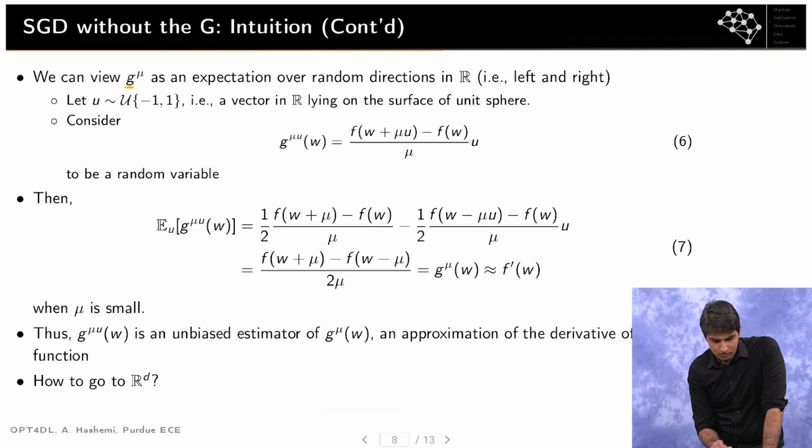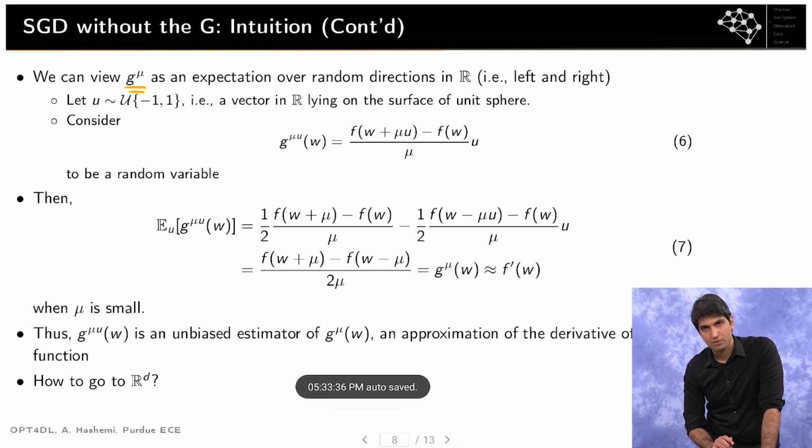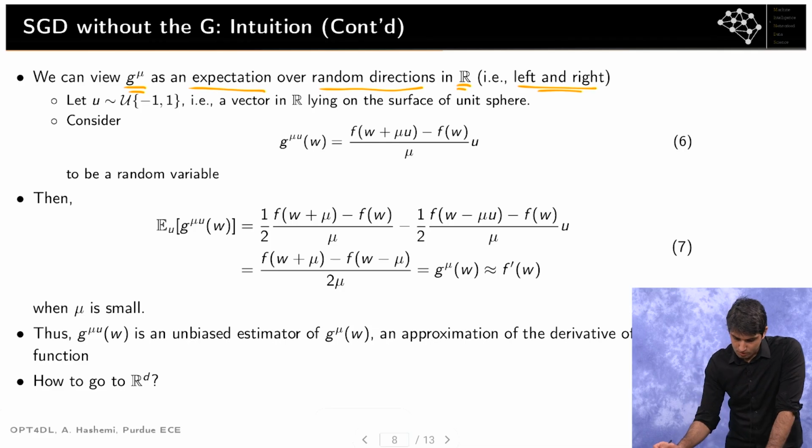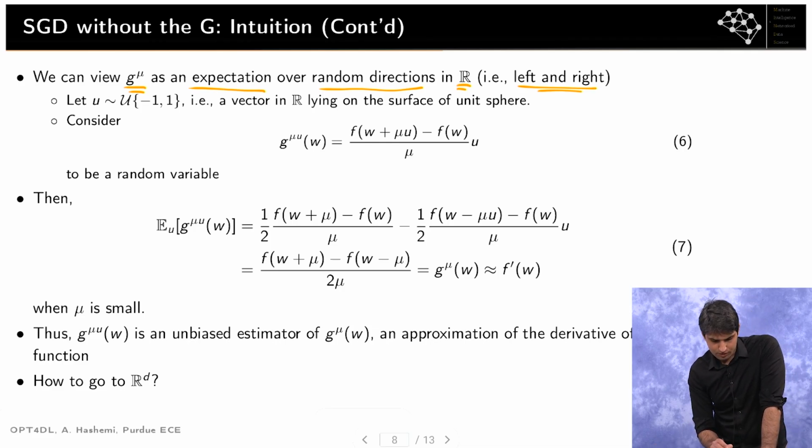So we're going to view the estimator. We are still in one dimension. We're talking about the scalar functions, but we're going to view the approximation that we talked about in the previous slide as an expectation now. The expectation over random directions in R. So that means that the directions are only left and right. Okay. So mathematically, this is what I'm talking about.